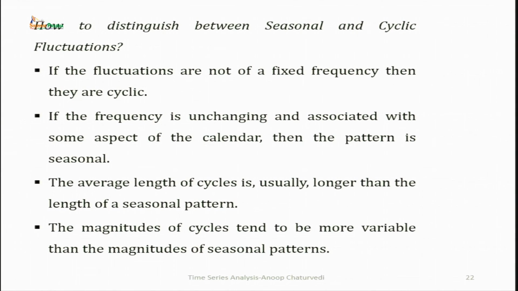Means sale of umbrellas, it is connected with the calendar. During the rainy season, it increases, the length of a seasonal pattern. Usually cyclical patterns have a period of more than 1 year. So, the magnitudes of cycles tend to be more variable than the magnitudes of seasonal patterns. This is also one of the indications.